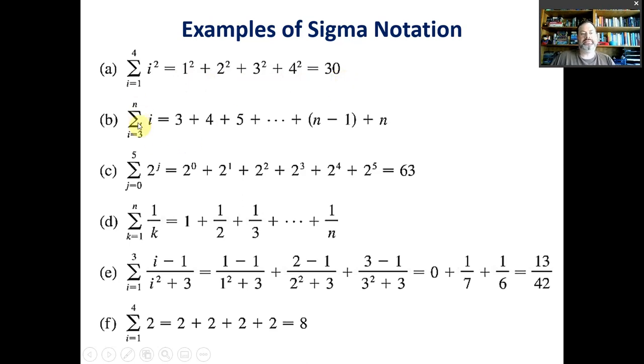Let's look at part B. So here we go from i equals 3 to n. So this top limit is just a variable. So this entire thing is a function of n. So if you change n, it changes the value of the entire sum. So we might be able to write this in a more compact form, like a formula, and we'll see some of those later, but we might not be able to.